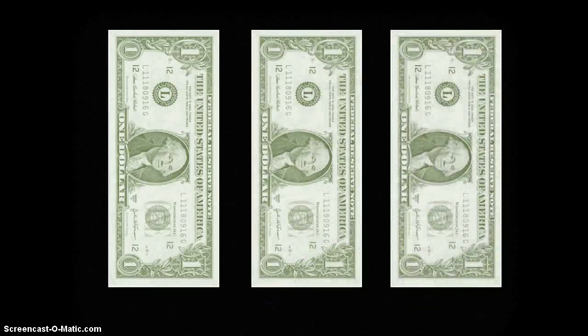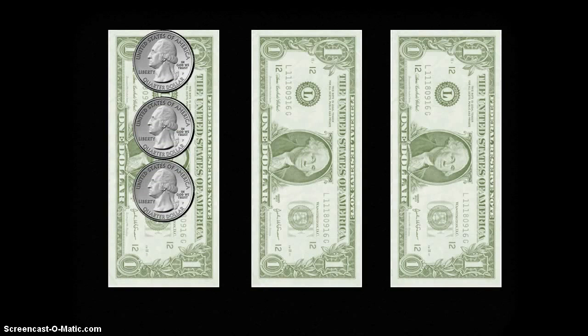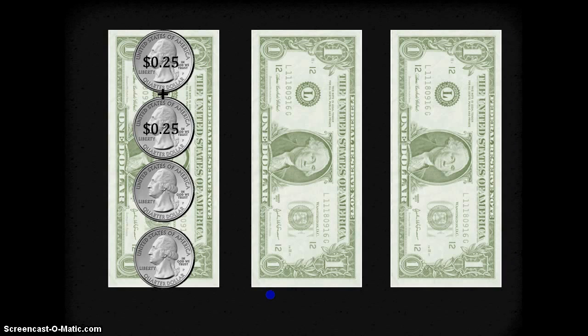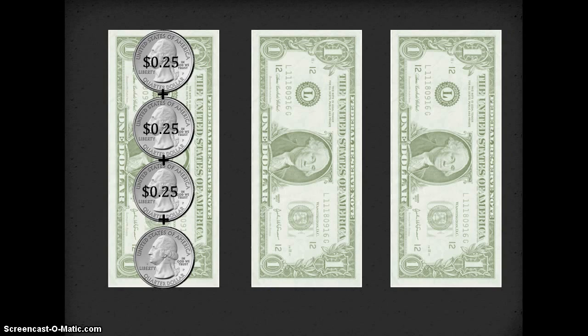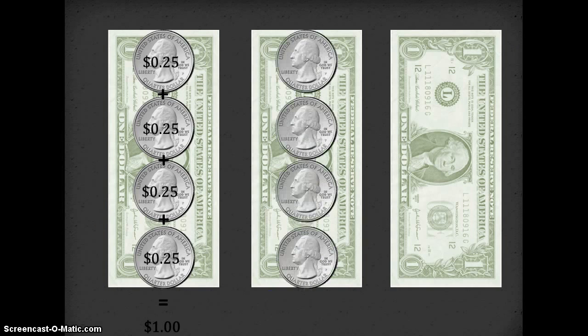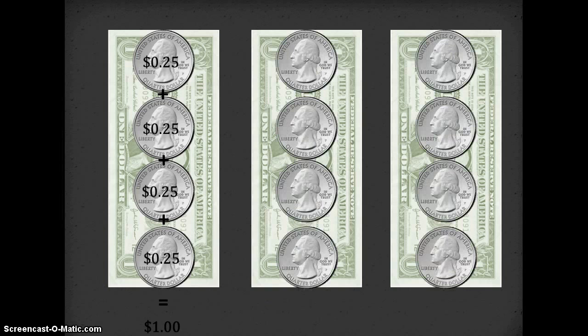Since we're dealing with money, let's use it to help us visualize. We know that Joe has $3. We also know that in each dollar there are 4 quarters. 1, 2, 3, 4. We know this because 0.25 plus 0.25 plus 0.25 plus 0.25 equals $1. So if we divide each dollar into 4 quarters, we can see that Joe has 1, 2, 3, 4, 5, 6, 7, 8, 9, 10, 11, 12 quarters.